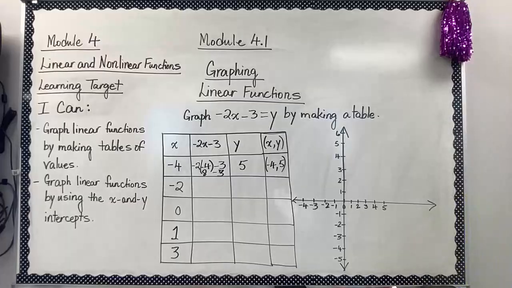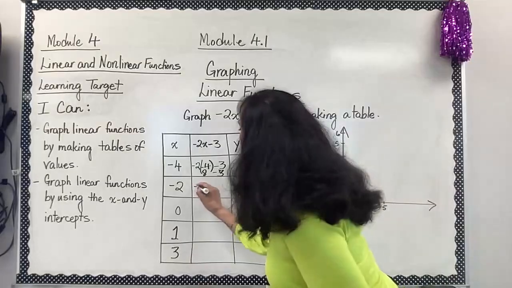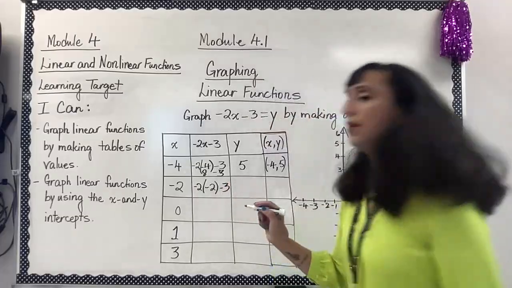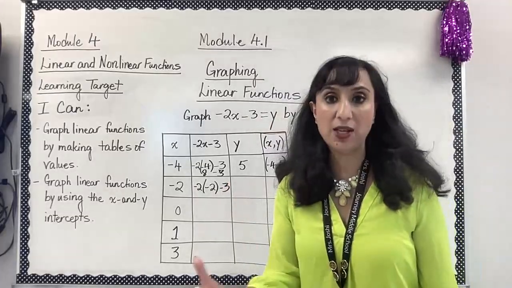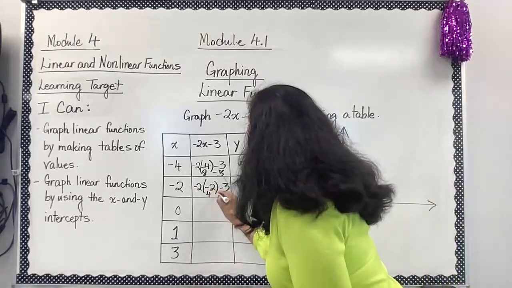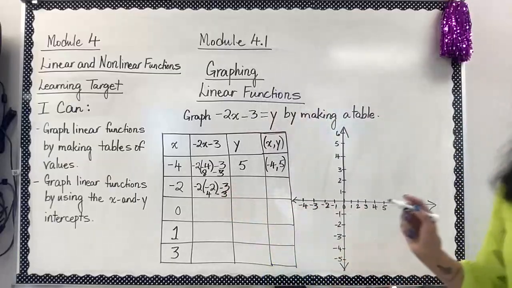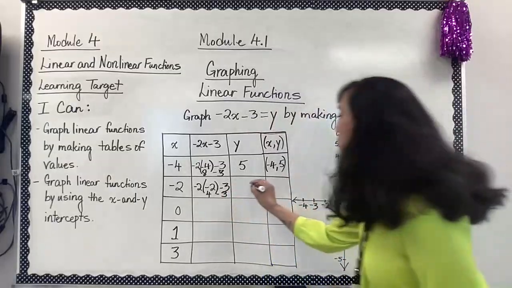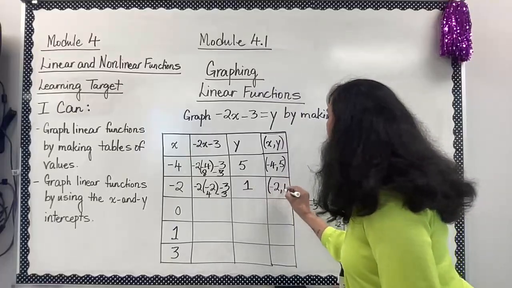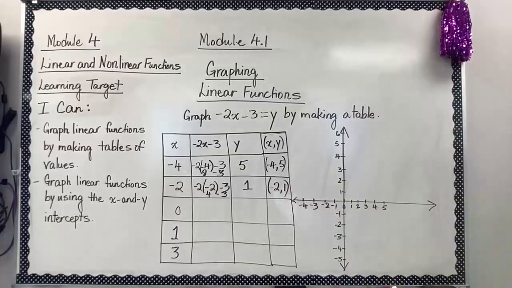Let's look at the next one. If I give you negative 2, what am I doing? I'm doing negative 2 times negative 2 minus 3. What is negative times negative? It's positive. So negative 2 times negative 2 gives me positive 4 minus 3, and I get my answer as 1. Y is 1. So if x is negative 2, y is positive 1.